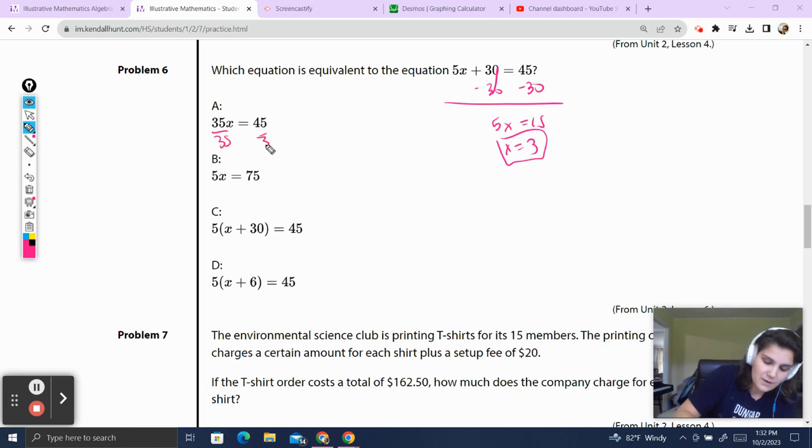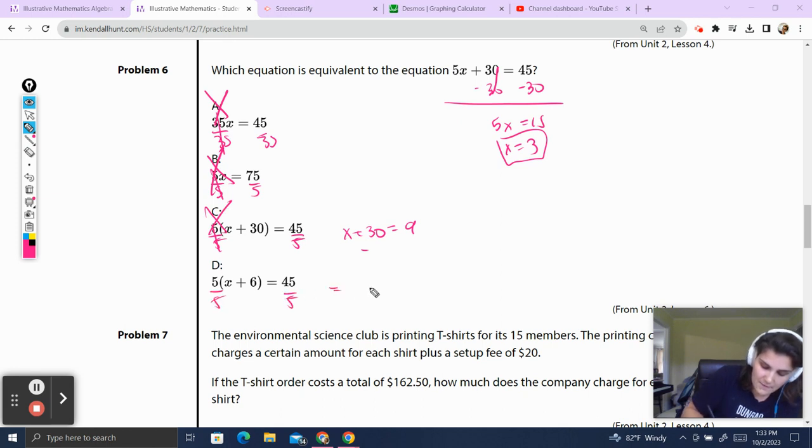I divide by 35, I divide by 35. I do not know what 45 divided by 35 is in my head, but I do know that it is not 3. I divide by 5, I divide by 5. 75 divided by 5 is not 3. I divide by 5 first. Cross it out. I get x plus 30 is equal to 45 divided by 5, which is 9. I subtract 30 from both sides. Also not 3.